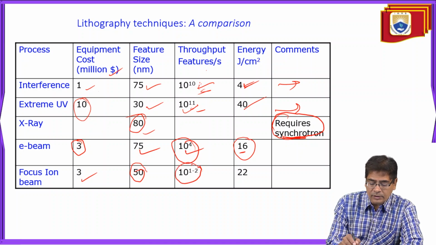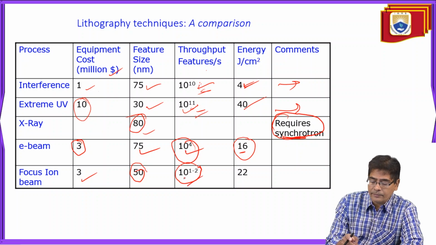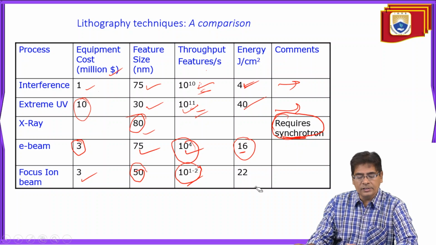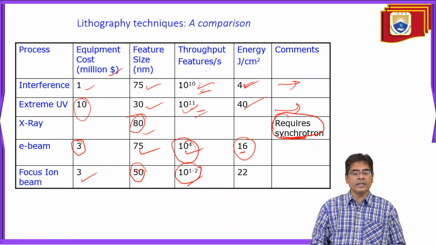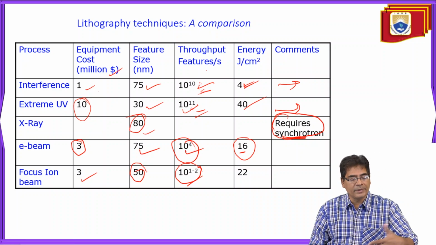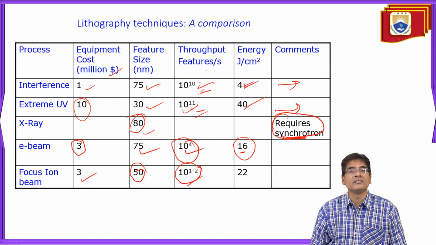Out of all these, you can go for extreme ultraviolet lithography with 10 power 11 when we look at throughput features per second. And the energy is 22 joules per centimeter square. So this is a small comparison of lithographic techniques that we have seen in our previous slides.